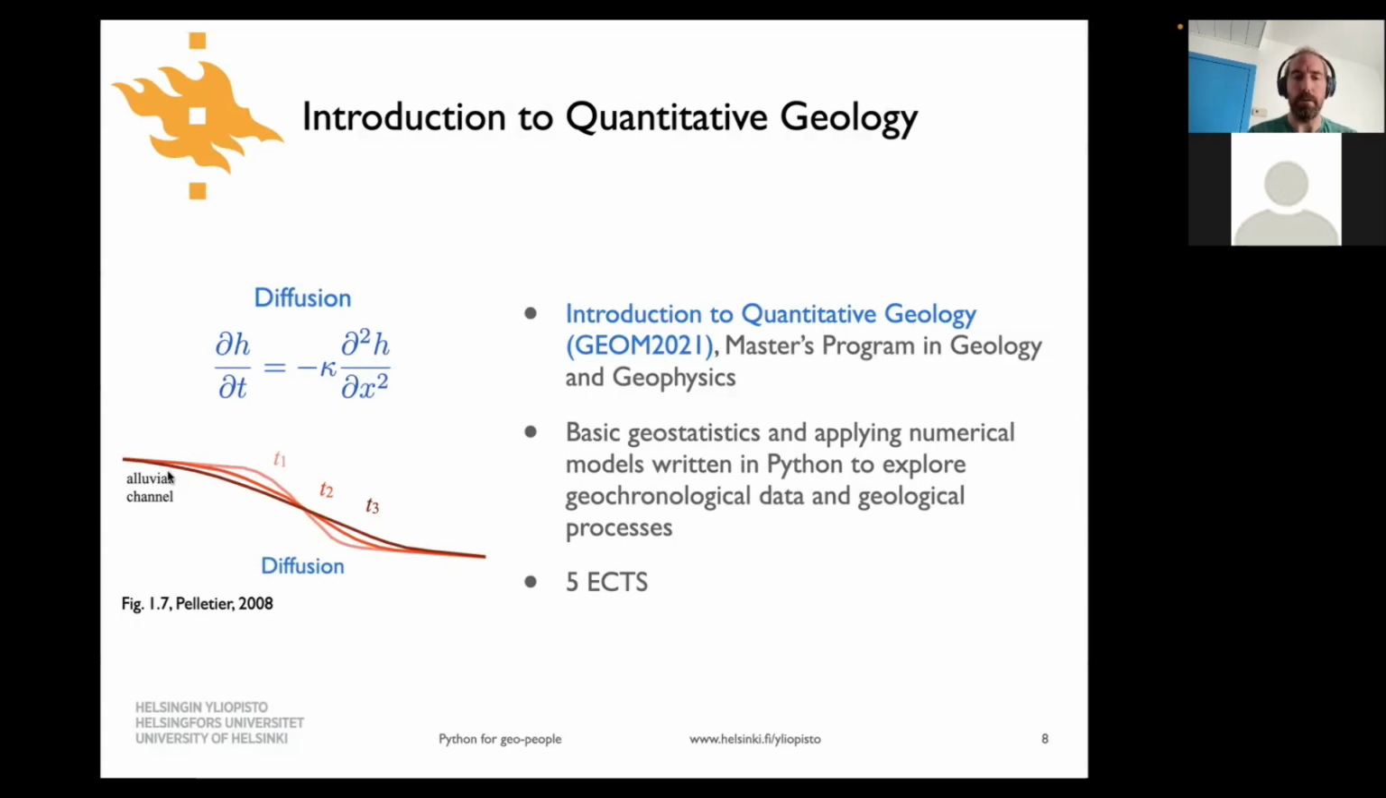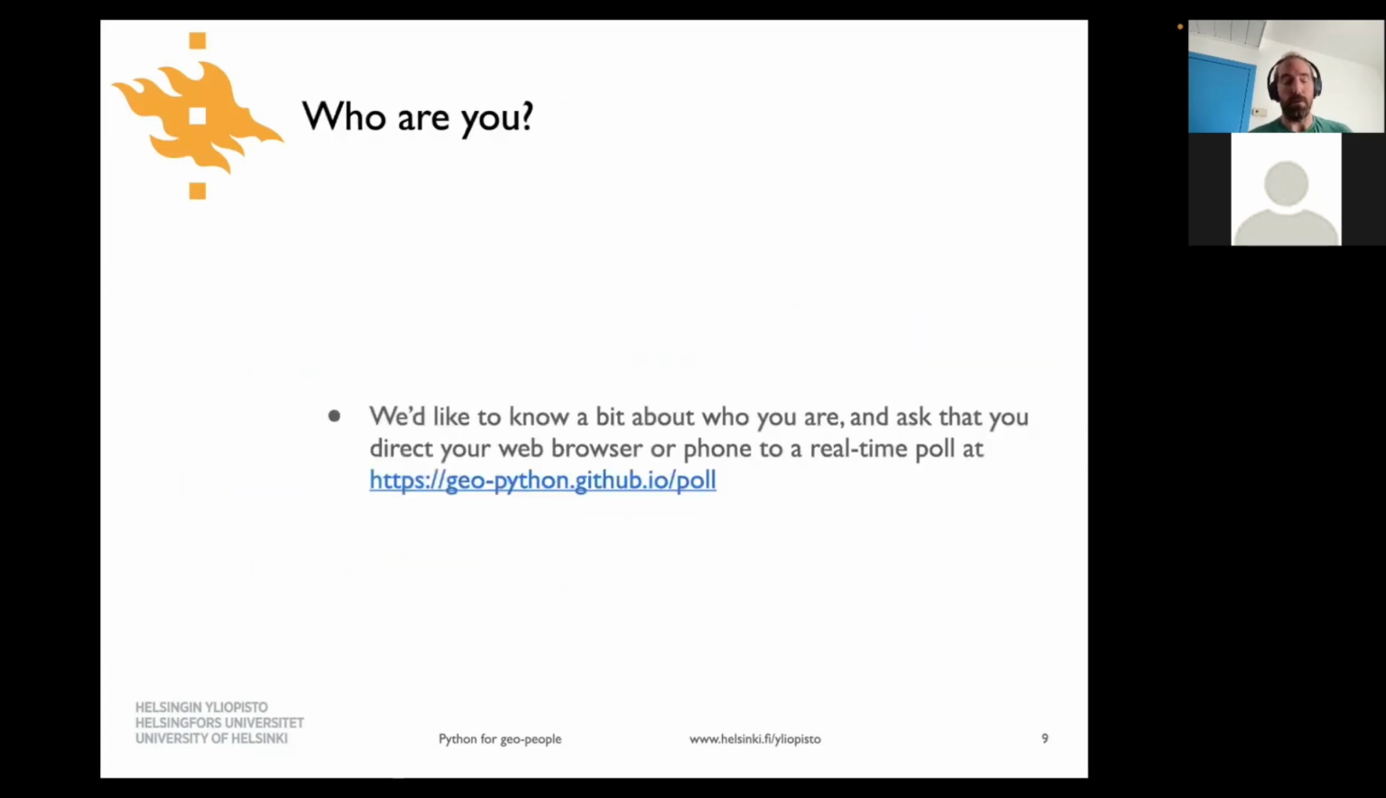So this is just an example of diffusion applied to how alluvial rivers' channel slopes evolve over time, for those of you who that means anything to. So it's basically how we can explore how equations work using Python. Again, it's also 5 credit points. And if you have more questions about the course, you're welcome to ask me, or you can also take a look at the course webpage. And same goes for automating GIS processes.